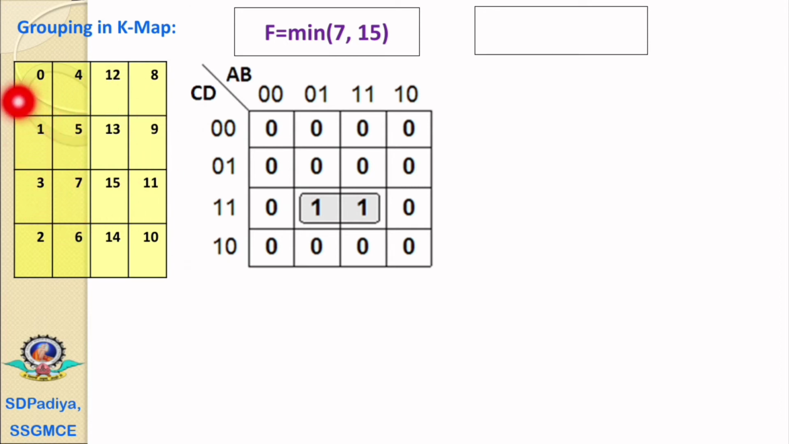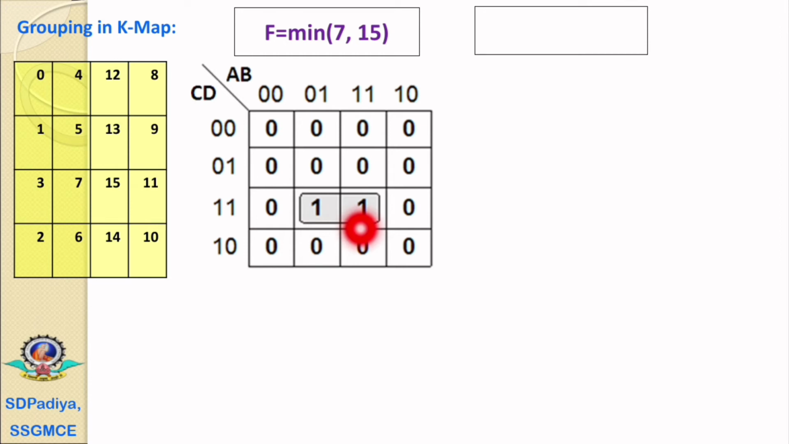For the first column, 0, 1, 3, 2. For the second column, 4, 5, 7, 6. For the third column, 12, 13, 15, 14. And for the last column, 8, 9, 11, 10. For the cells with designation 7 and 15, in this K-map we have written 1, 1.